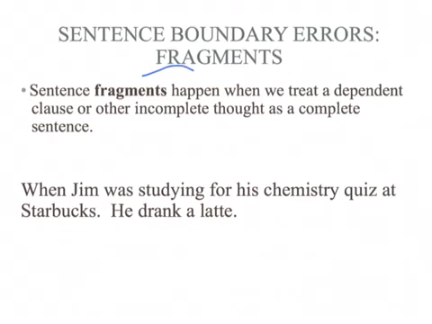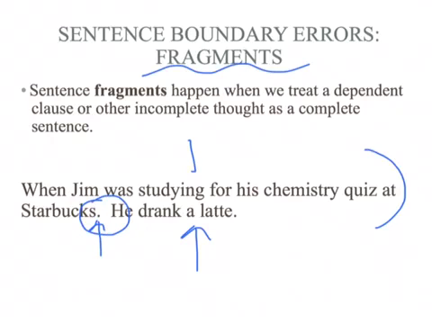Fragments are the ones that occur when we incorrectly separate our clauses. So fragments happen when we treat a dependent clause or other incomplete thought as a complete sentence. Here's an example. When Jim was studying for his chemistry quiz at Starbucks, period, he drank a latte. Now notice that all of the information is there. We know what happened when Jim was studying for his chemistry quiz. He drank a latte. The problem is that we've incorrectly separated the clauses. Because this clause here depends on this clause here for its meaning, they need to be connected. So because we incorrectly separated them, we created a fragment.